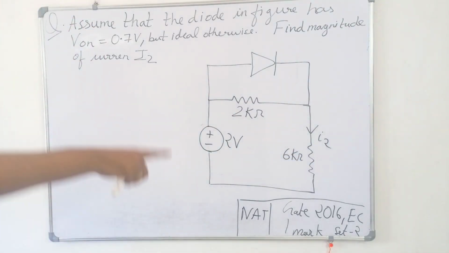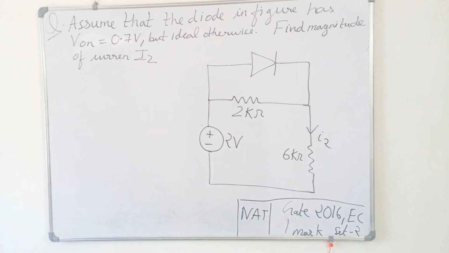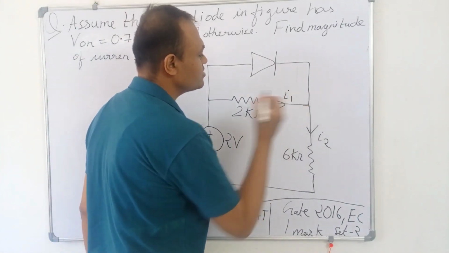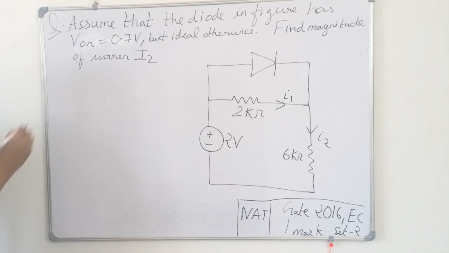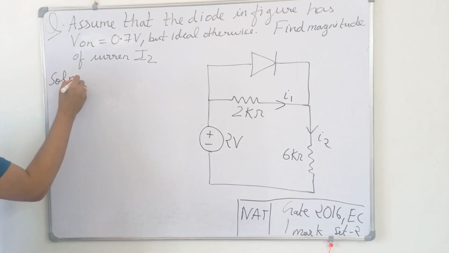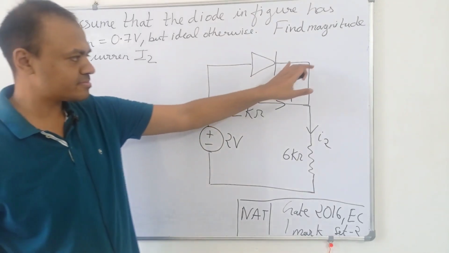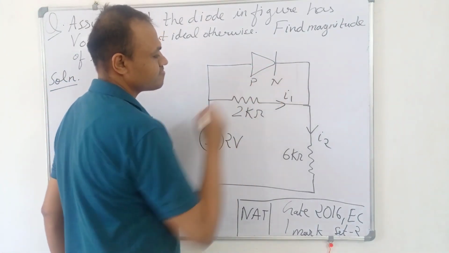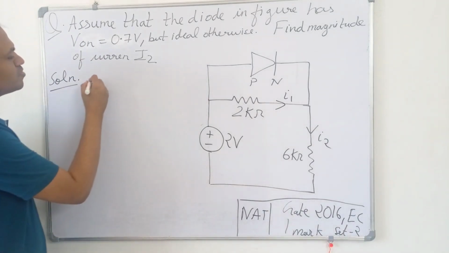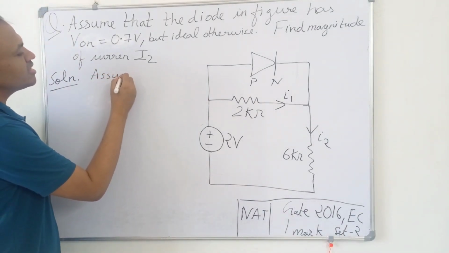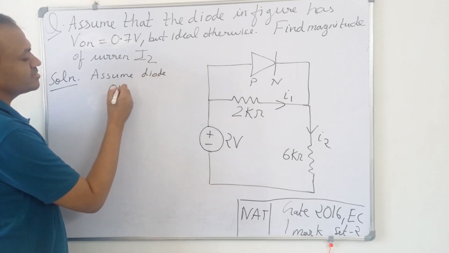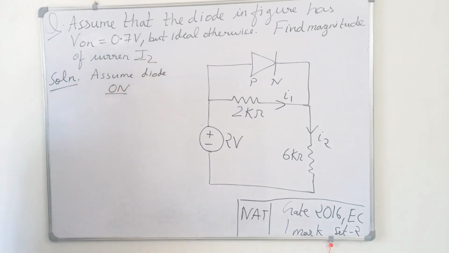Suppose I2 is the current through the 6 kilo ohm resistance, and suppose this current is I1. Now we will try to solve the question. This is the P terminal of the diode, and this is the N terminal of the diode. First we will assume the diode is on, or forward bias.